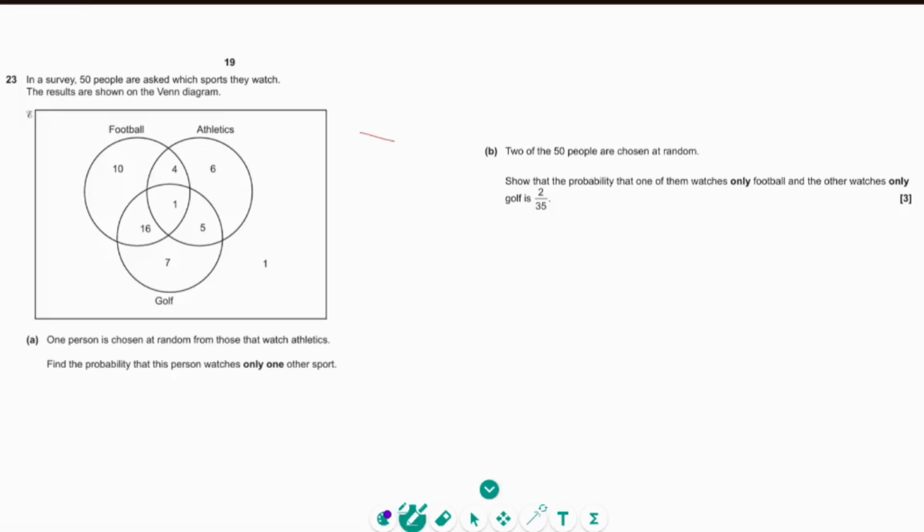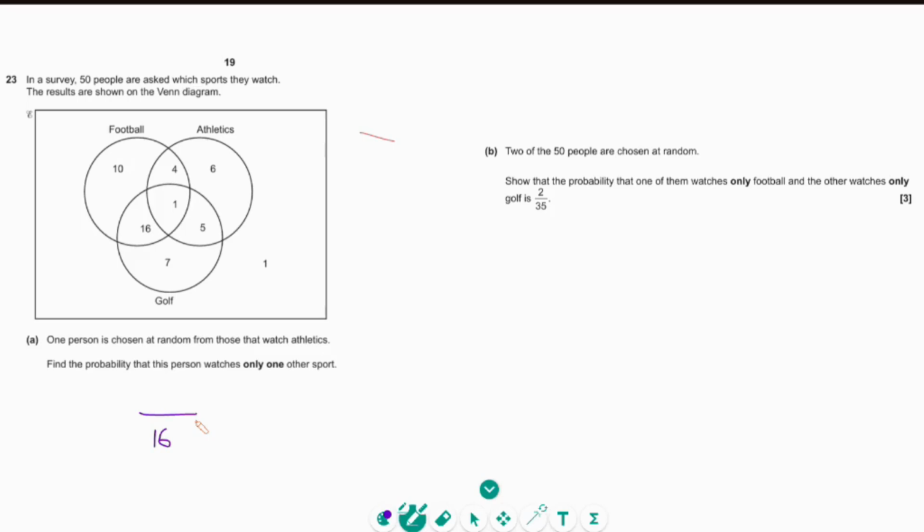Okay, and question 23. In a survey, 50 people were asked which sports they watched. The results are shown in a Venn diagram. One person is chosen at random from those that watched athletics. So how many people watch athletics? It's all of this circle for athletics. We have 16 people. So that is 16.